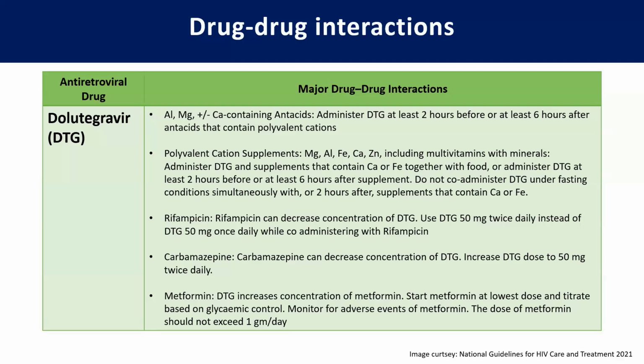Then rifampicin, as we already discussed, there is an interaction. So DTG 50 mg BD, always with rifampicin. Similarly, if the patient is a seizure disorder case, then carbamazepine can decrease the concentration of DTG. So either we have to change the anticonvulsant, or increase the DTG dose to 50 mg BD.